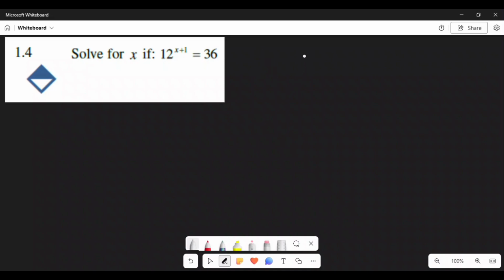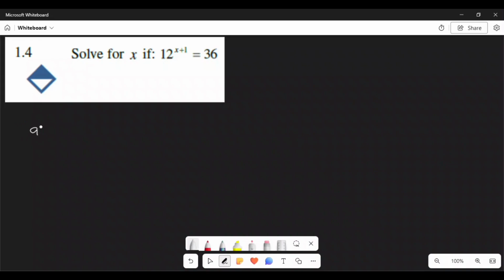First things first, you need to understand that for this 12 to the power of x plus 1, you can actually use the exponent rules in order to solve this one. There are many ways of solving this one. I'd rather go with this way, okay? So you can use the exponent rule. Let me just explain the rule that I'm talking about.